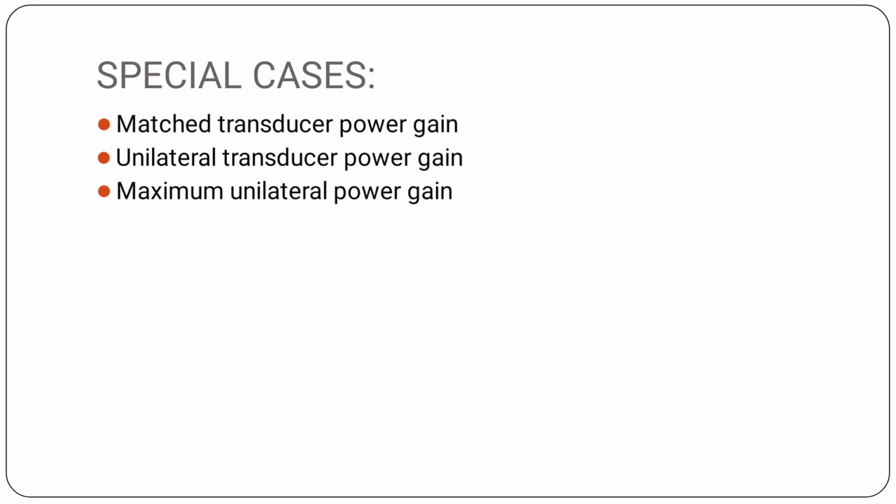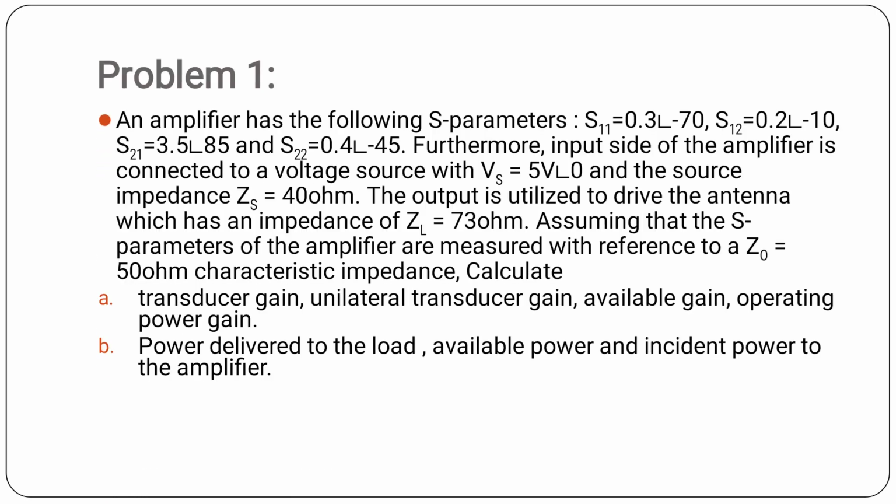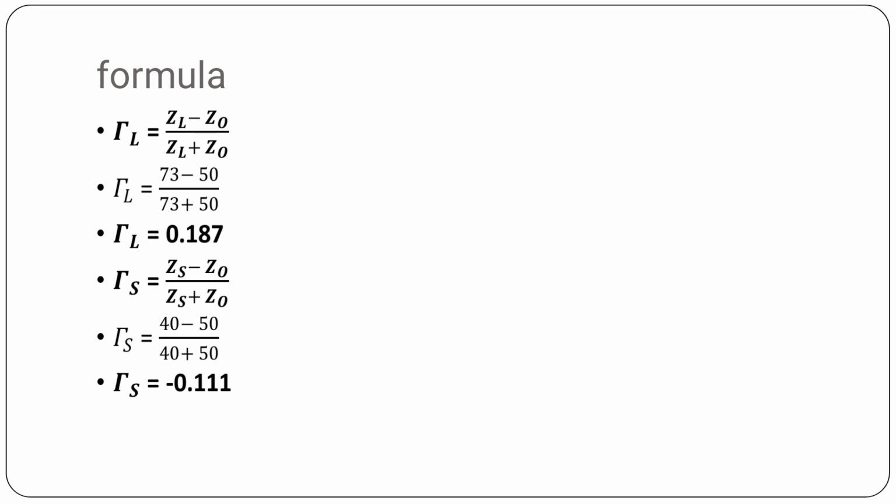The special cases are matched transducer power gain, unilateral transducer gain, maximum power gain, and additional power relations are available power gain and power gain. From this we are going to do one problem. An amplifier has the S parameters given, source voltage is given, impedance is given, and impedance ZL is also given. You have to find the transducer gain, unilateral transducer gain, available gain, power delivered to the load, available power and incident power. So first of all you write the given data, then substitute into the formula.